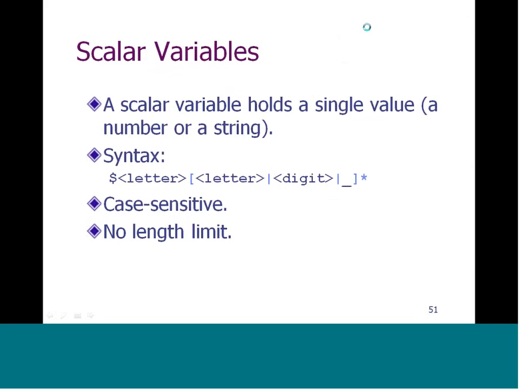Okay, so let's also introduce scalar variables. We went through this a little bit in the first lecture. A scalar variable holds a single value. It's either a number or a string. The general syntax is a letter or a digit with a prefix of dollar, and you can also have an underscore. Other characters are not allowed in the variable.